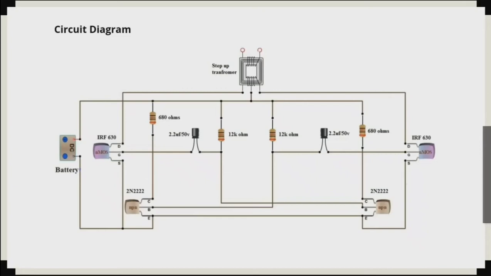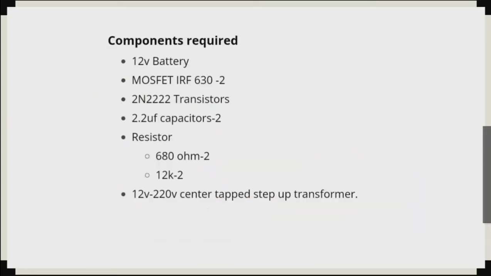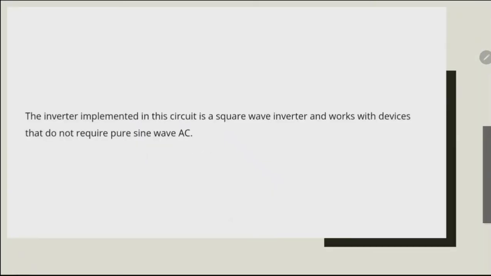So we can see a 12 volt battery, MOSFETs, transistors, capacitor, resistor, and 12 volt to 220 volt center tapped step-up transformer. Components required: 12 volt battery, MOSFET IRF630, 2N2222 transistor, 2.2 μF capacitor, resistor, and 12 volt to 220 volt center tapped step-up transformer.